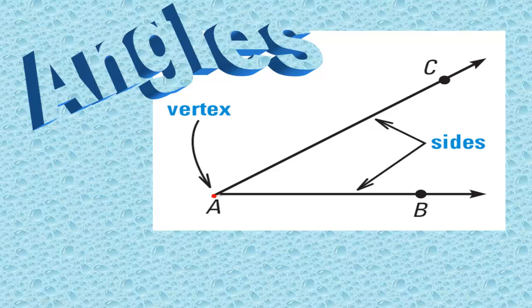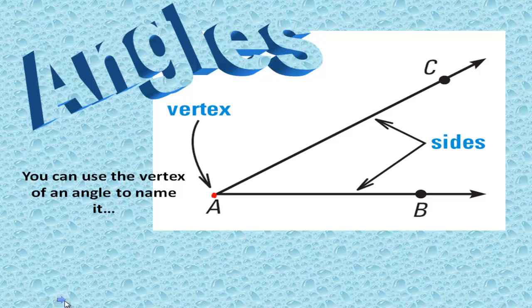Now when two rays meet at an endpoint, they can form an angle. Okay? So the angle is made up of two sides, which are rays, and it has a vertex. The vertex is where the endpoints of the rays meet. And we can use the name of the vertex to name the angle.